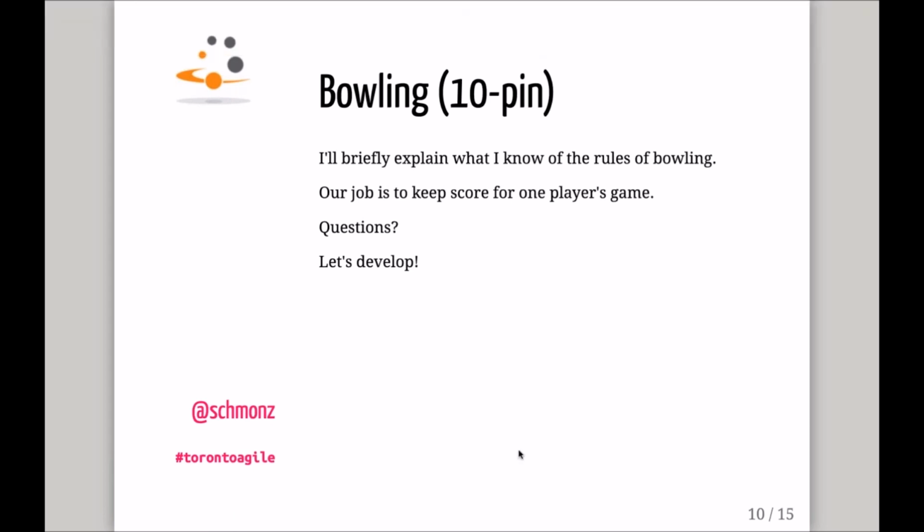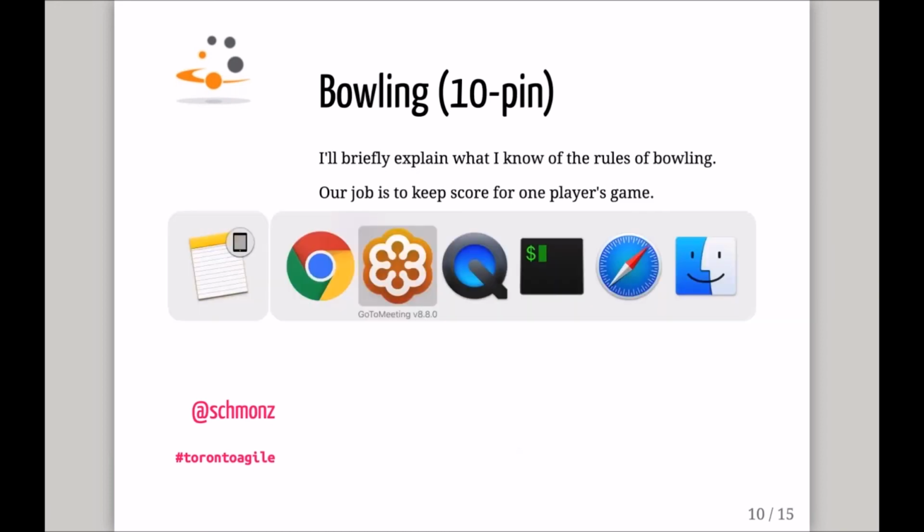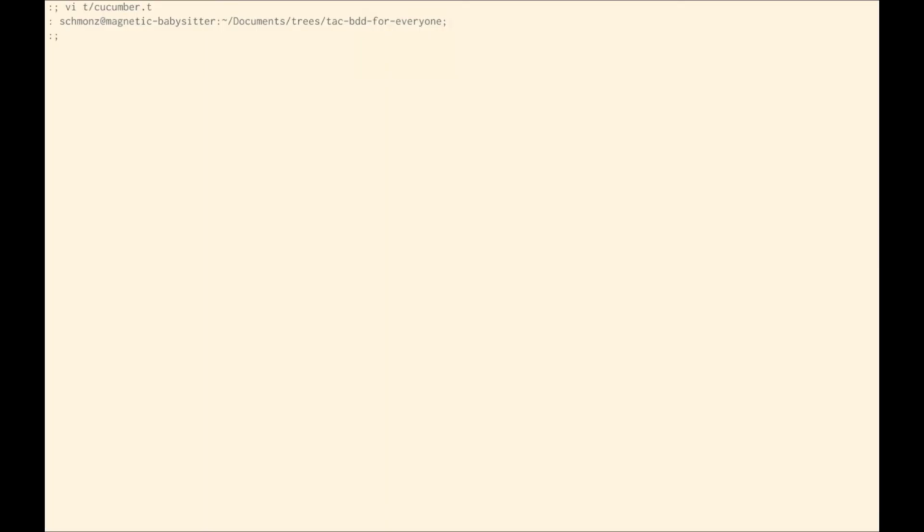Okay, and we'll move on. So we're going to use behavior-driven development, approximated, using a tool called Cucumber with some stories that I already have handy to keep track of the score of a bowling game. And we're going to do it over here in terminal land, because that's where I live.